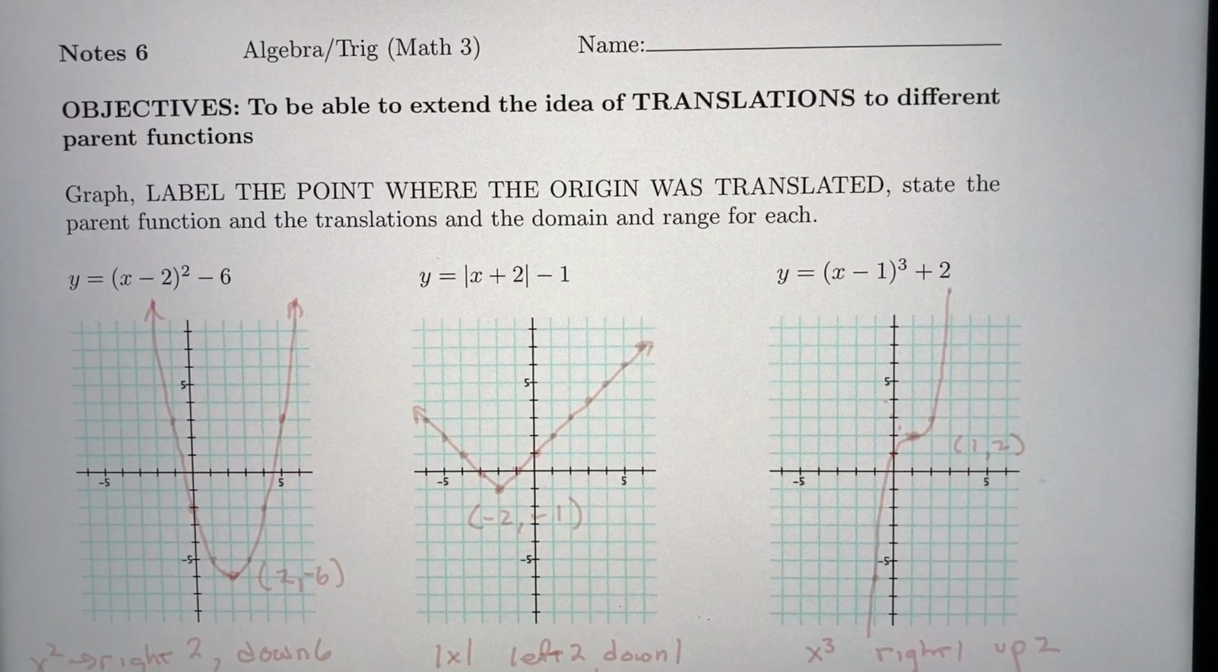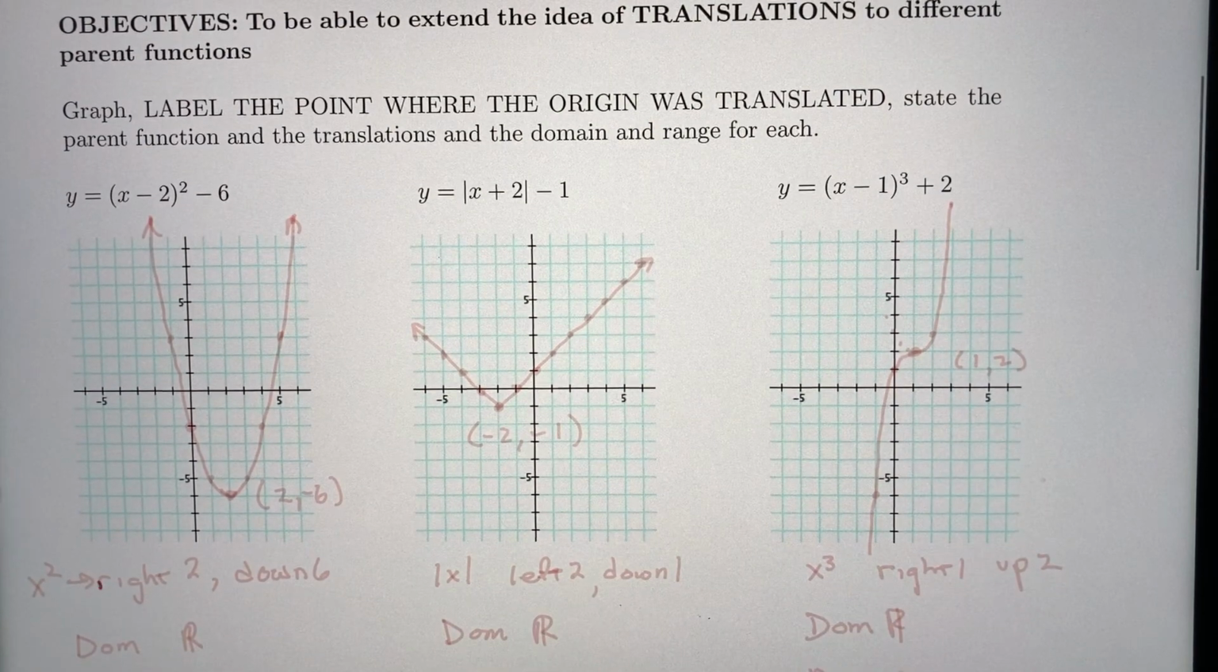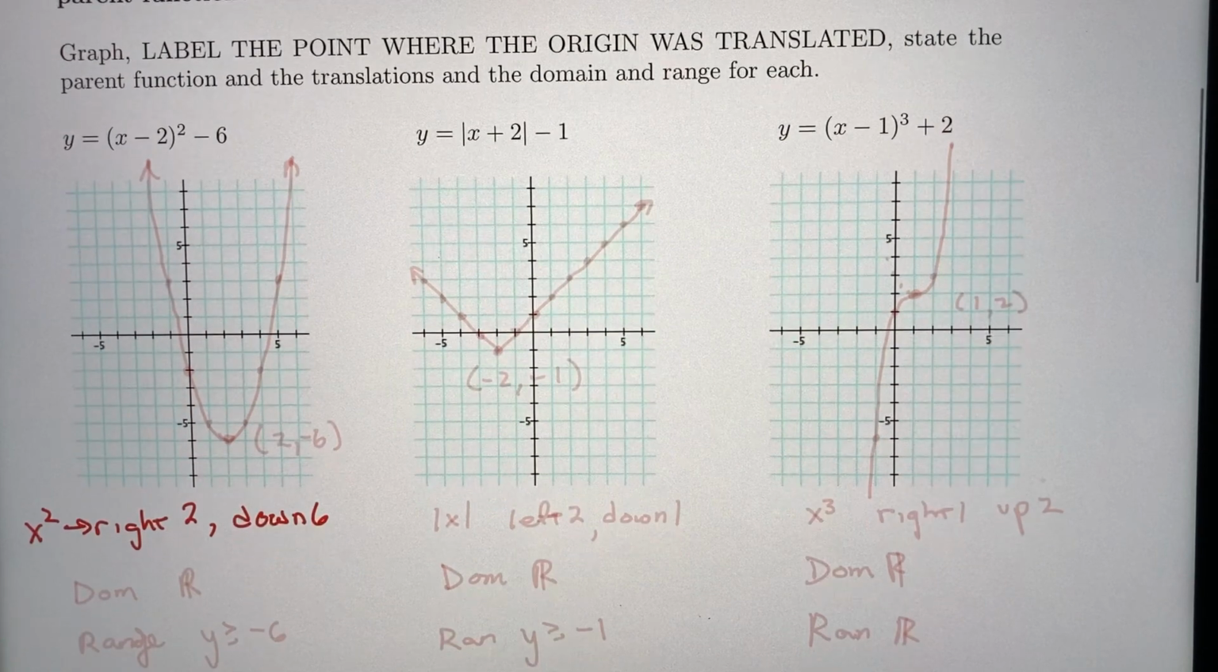We're going to make sure we start with familiar things. (x - 2)^2 - 6 is right 2 and down 6. Since we're dealing with a whole ton of different functions to start with, the different parent functions, I'm going to say it starts from x squared, moved right 2 and down 6. So it says state the parent function and the translations. If I move right 2 and down 6, the bottom of my parabola moves to (2, -6).